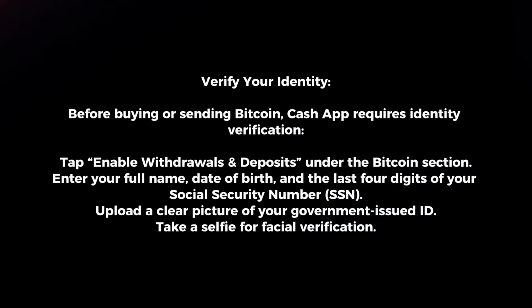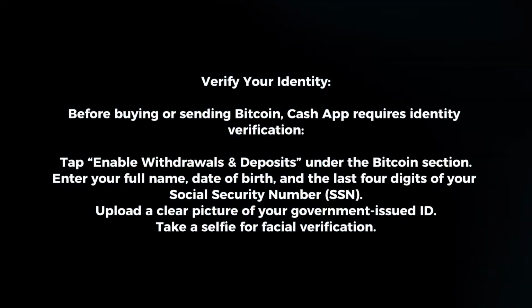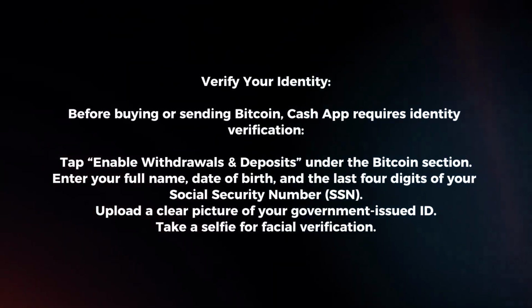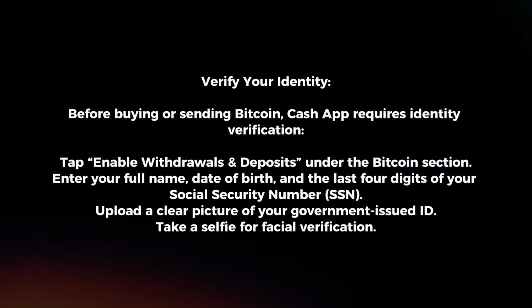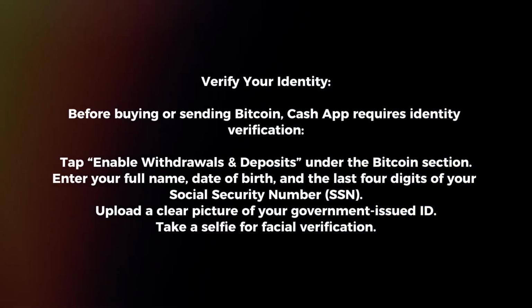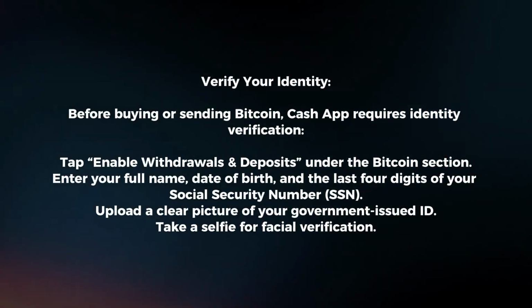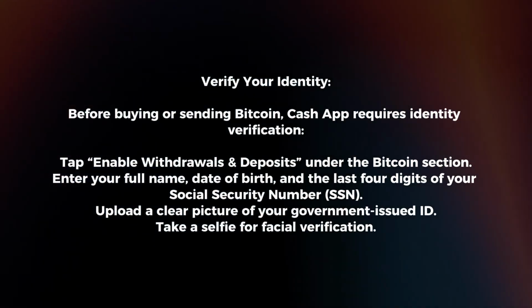Verify your identity. Before buying or sending Bitcoin, Cash App requires identity verification. Tap Enable Withdrawals and Deposits under the Bitcoin section. Enter your full name, date of birth, and the last 4 digits of your social security number. Upload a clear picture of your government-issued ID. Take a selfie for facial verification.